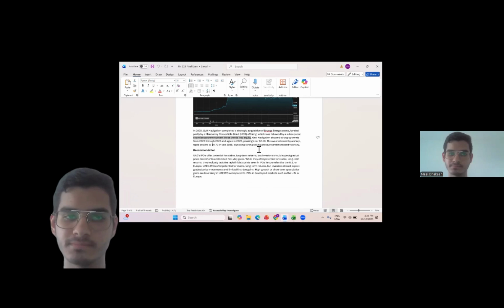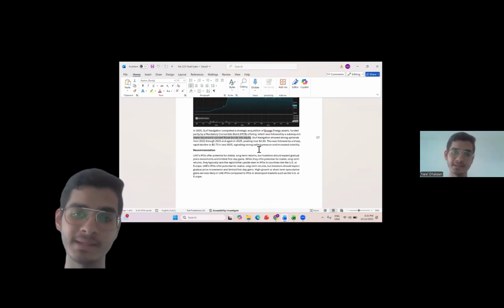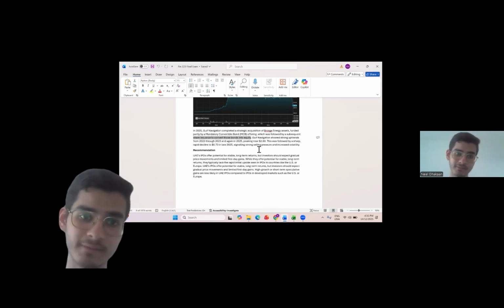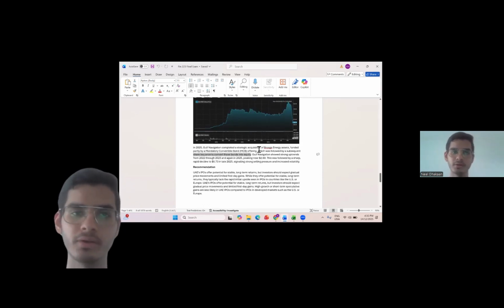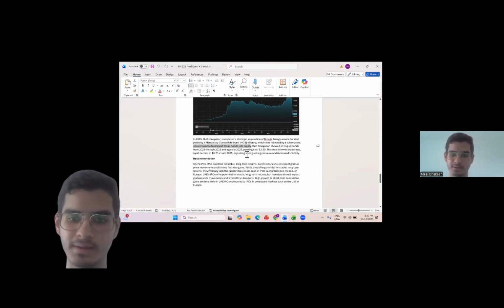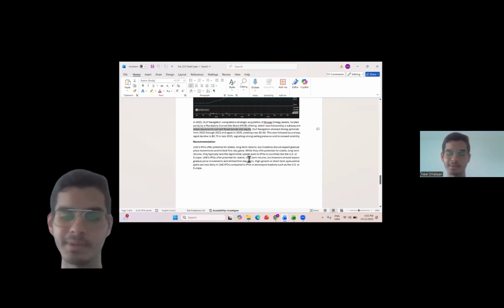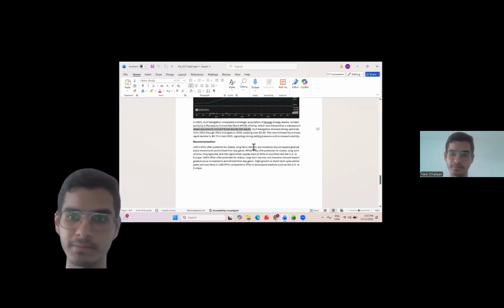IPOs in the UAE offer potential for stable long-term returns, but they typically lack the rapid initial upside seen in IPOs in countries like the US or Europe. But obviously, if an investor wants to hold it over a long period of time, they can expect to see some returns. But it's not like high growth or short-term speculative gains. You won't see that, at least in my opinion, in IPOs in the UAE.